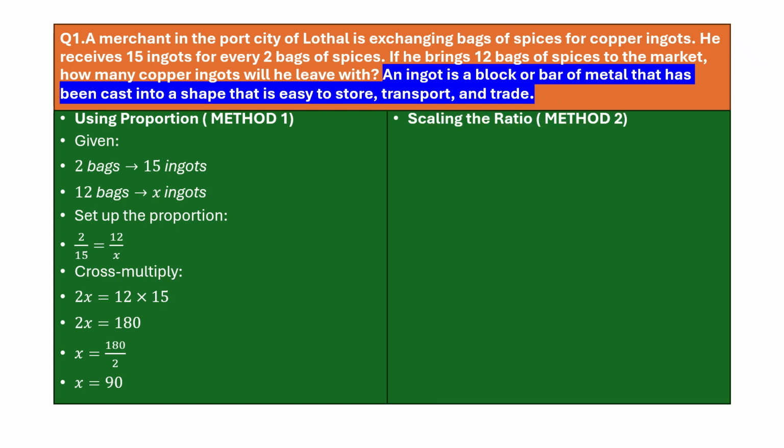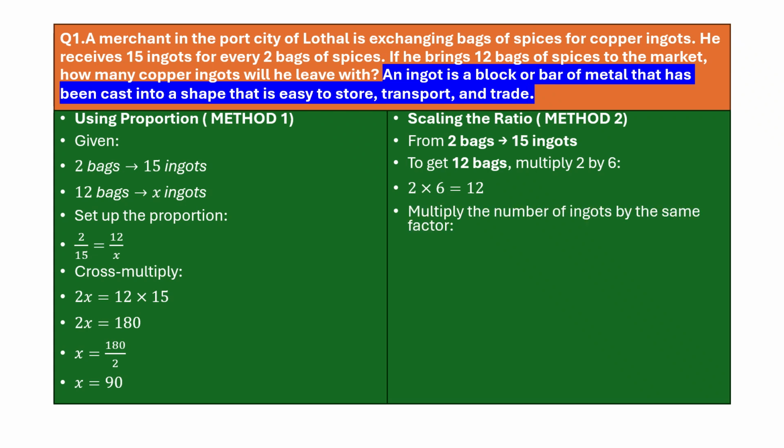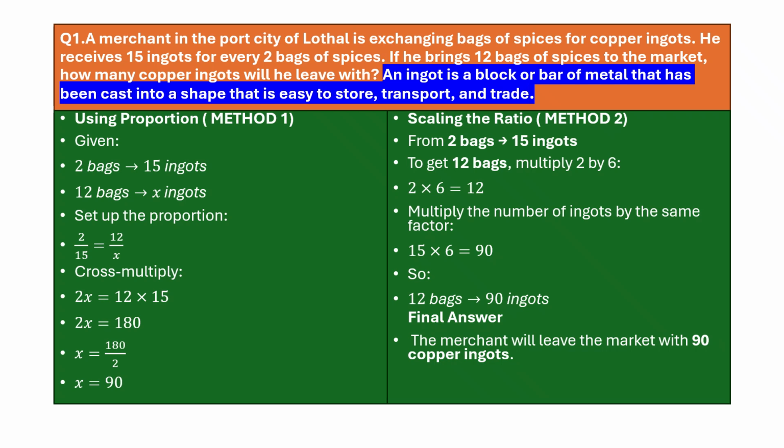Let's see method number 2. Now here you can use the scaling the ratio method. Now from 2 bags, what is mentioned? 15 ingots. So to get 12 bags, what you are going to do is multiply 2 by 6, or you can say 12 divided by 2, you get 6. So 2 into 6 is equal to 12. Now you multiply the number of ingots by the same factor. That is 15 into 6, which is 90. So 12 bags will be what? 90 ingots, and that's your final answer. So the merchant will leave the market with 90 copper ingots.